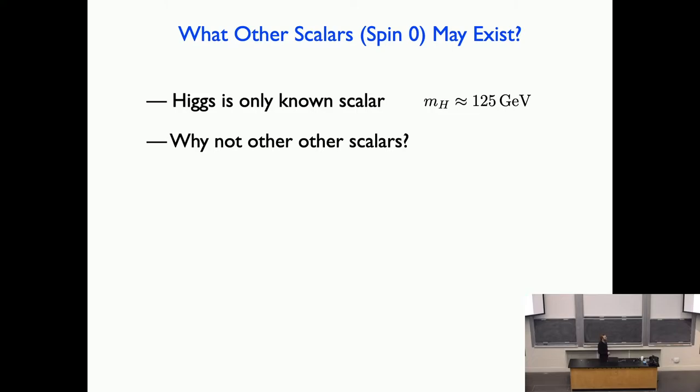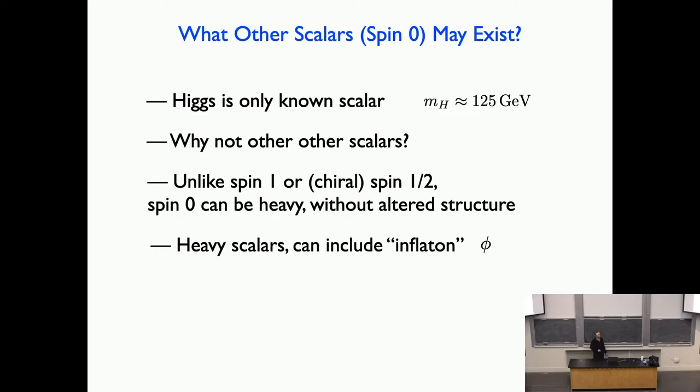Well, maybe there are, in fact, many other scalars that exist in nature. And as I said, unlike spin one or spin half, a small mass doesn't buy you anything at first sight. So they may all just be very heavy without any altered basic structure of the theory. Now, do these heavy scalars, if they exist, and we have no direct reason why they shouldn't, can they buy us anything? Are they useful? What's the point of adding super heavy stuff that we can't detect in the lab? Well, one perhaps extraordinarily important consequence could be the idea of cosmic inflation, which may be driven by one or more scalars, of which I'll call it the inflaton.